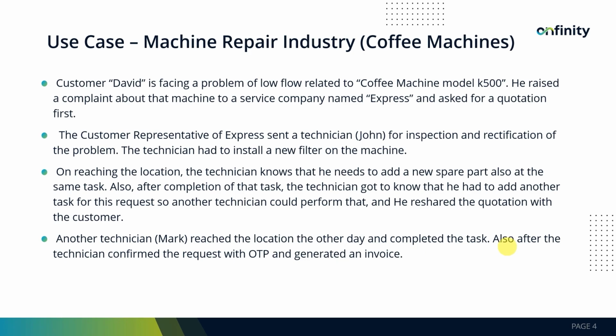After the technician confirms the request, when the OTP is generated, an invoice is generated. Once this task is completed by the technician, he can demand an OTP, a one-time password, that is sent to the customer via email when the technician started the travel. That OTP has to be provided by the customer to the technician in order to complete this request. Once this OTP is provided, the technician can generate the invoice directly from the mobile application.